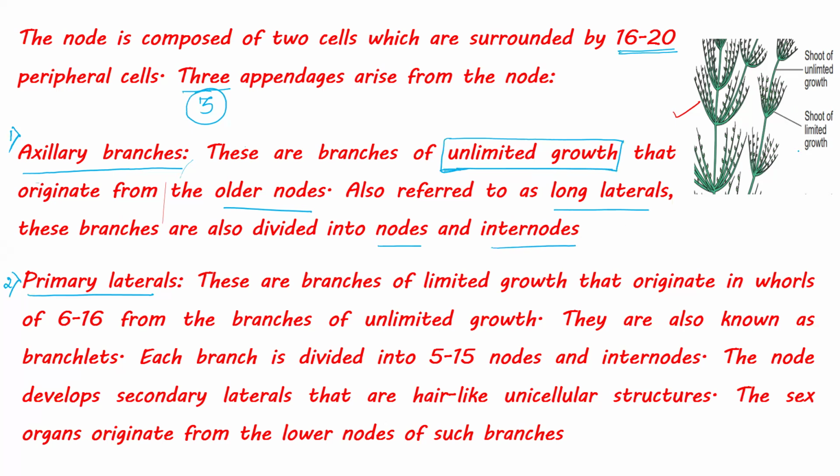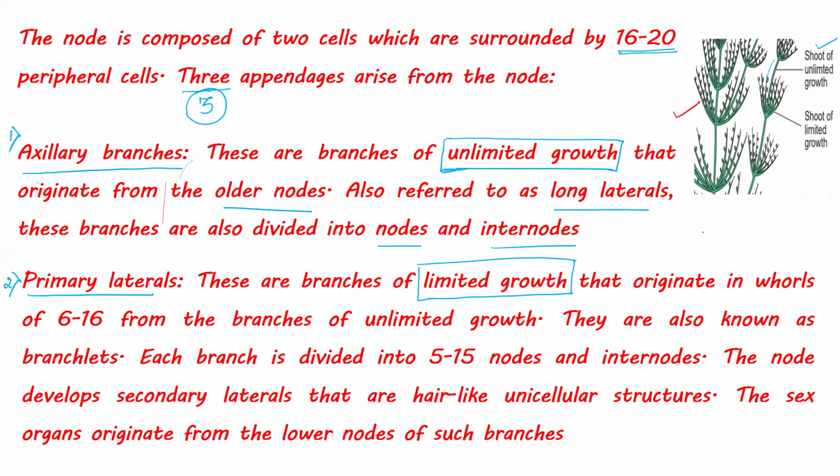Now see here in this picture. This is the shoot of unlimited growth, this one. This part, this shoot is the shoot of unlimited growth, and this shoot is the shoot of limited growth, which is known as the primary lateral. Now we will talk about primary lateral. These are what? These are branches of limited growth.